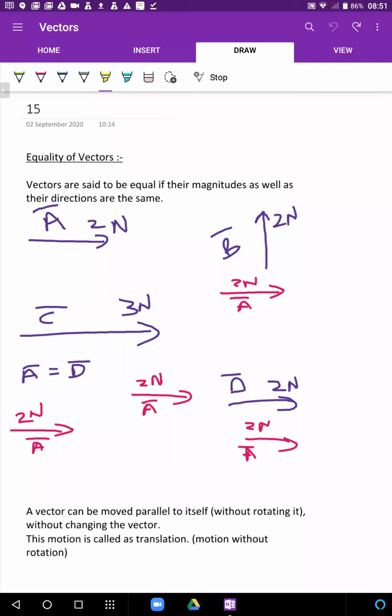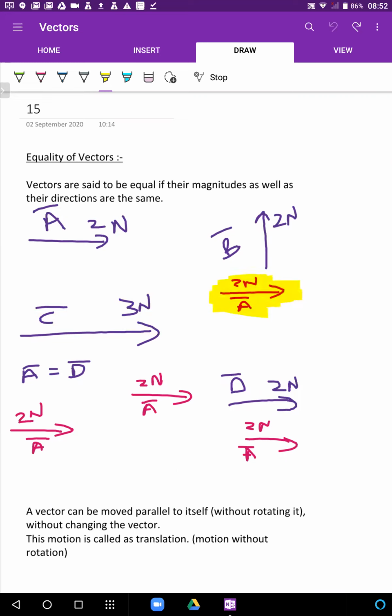So they are not considered the same vector. Similarly, A bar and C bar are not considered the same vector. Why? Because the direction is the same but the magnitude is different. So when will a vector be considered to be the same? A vector will be considered to be the same if it has the same magnitude and the same direction.